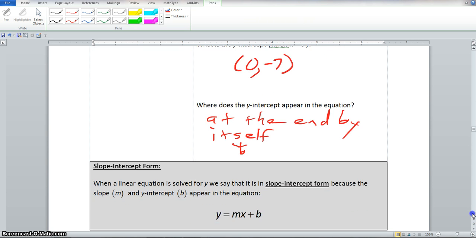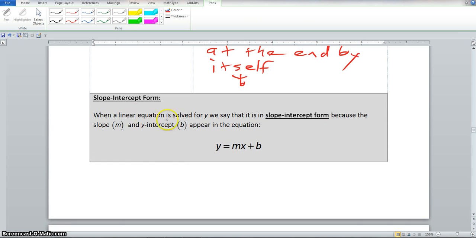So now, it says slope-intercept form. When a linear equation is solved for y, we say that it is in slope-intercept form, which we stated earlier, because the slope m and y-intercept appear in the equation, which we have here, y equals mx plus b.